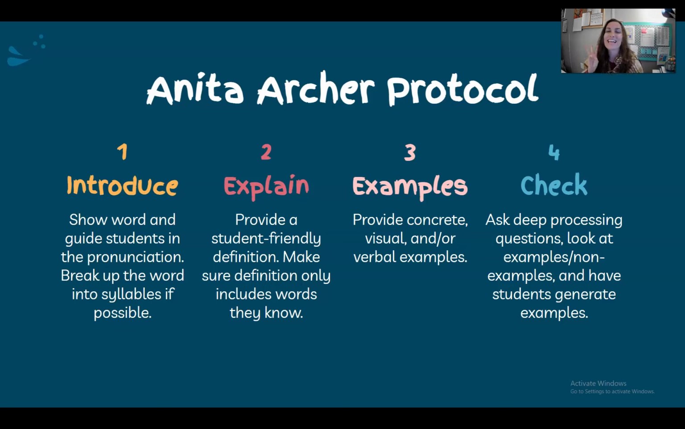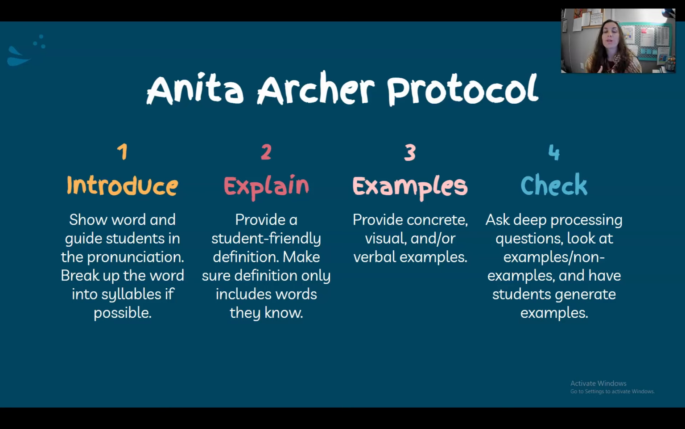Number 3 is examples, and we've kind of already touched on this last week with our examples and non-examples, but of course these are your concrete, your visual, and your verbal examples. So you can be using the sentences, you can be using your example and non-example slide, or you can be bringing stuff in so students can actually physically touch the example.